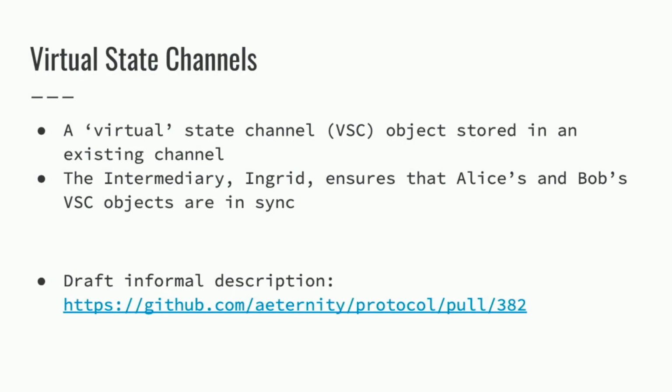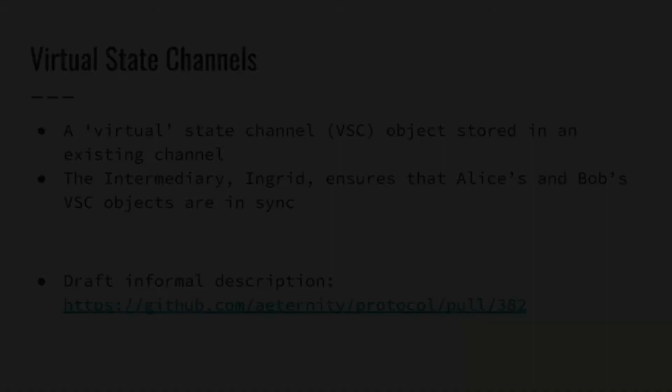Now, there is a yellow paper. This is not implemented yet. We have a paper, kind of more of a blog post than a specification, but you can read it. It describes pretty much how virtual state channels are going to work. And this is going to be the next thing we start working on after this.